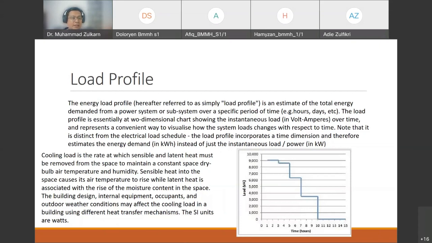Note that it is distinct from the electrical load schedule. The load profile incorporates a time dimension and therefore estimates the energy demand in kilowatt-hours.